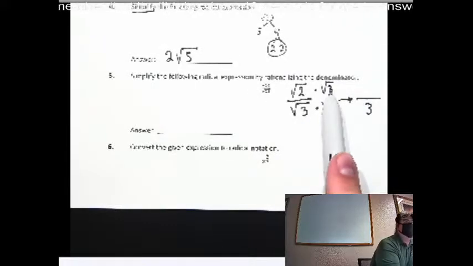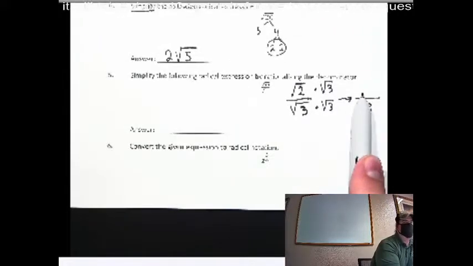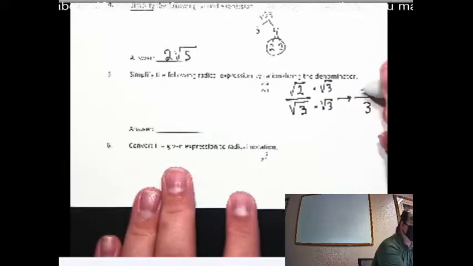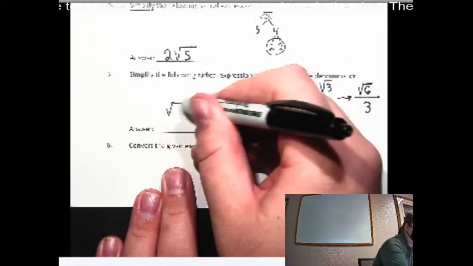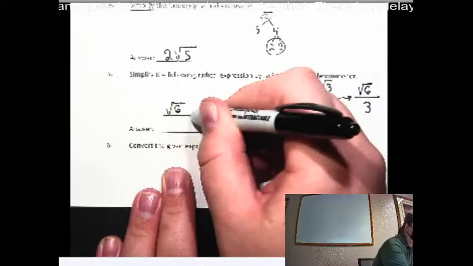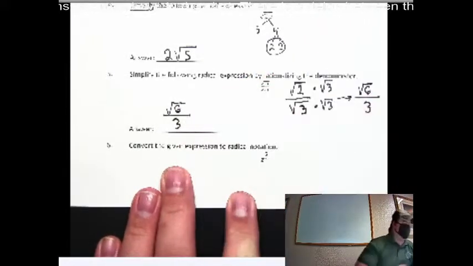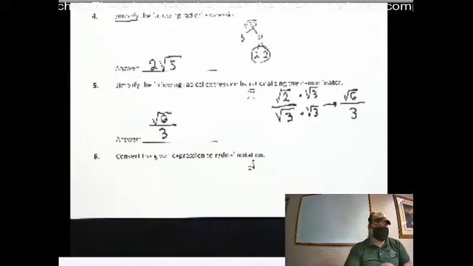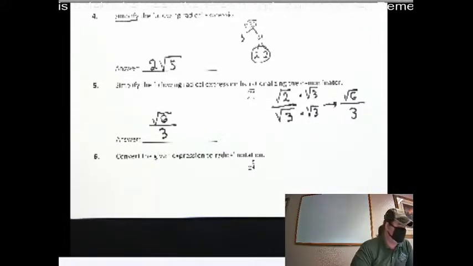So square root of 2 times square root of 3, we get square root of what? Square root of 6, perfect. And there's our answer, square root of 6 over 3. Any questions? Okay.